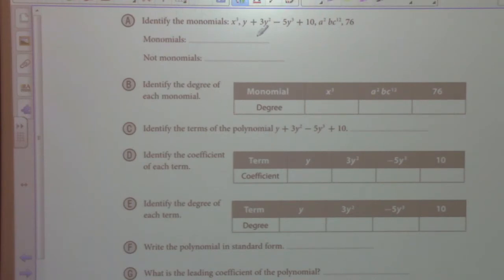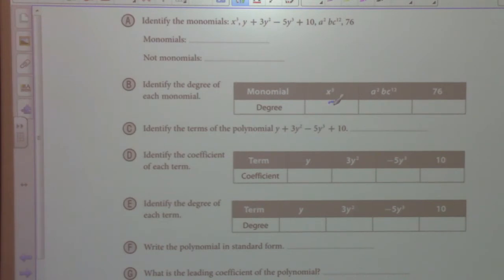Now we're going to do a couple little exercises here. Identify the monomials, and you have these expressions here. Let's just go ahead. Identify the degree of each monomial. Well, x to the third power, what is that degree going to be? Yeah, the degree is going to be 3.